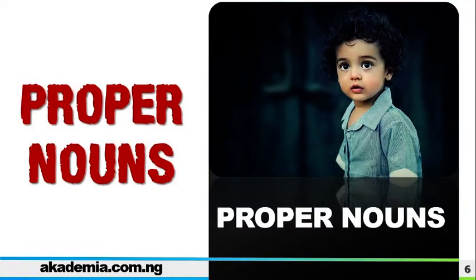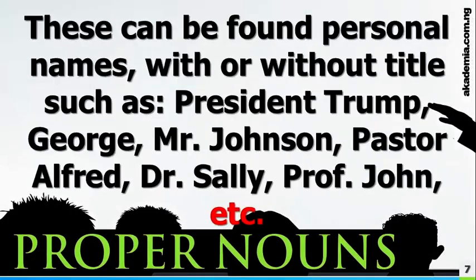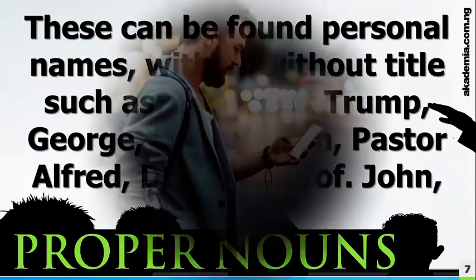Let's start with the proper nouns. What's a proper noun? A proper noun is that noun that can usually be found in personal names with or without a title. For example, we have President Trump, we have George, we have Mr. Johnson, we have Pastor Alfred, we have Dr. Sally, Professor John, and so many other examples like that. These are nouns that usually form the names of people.